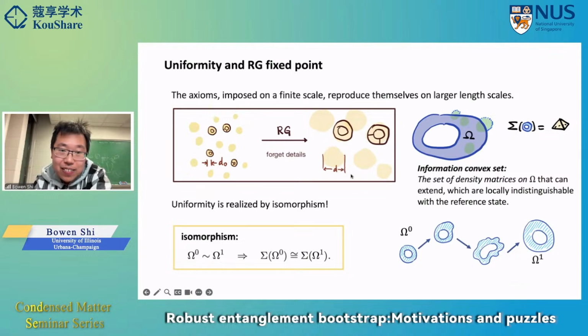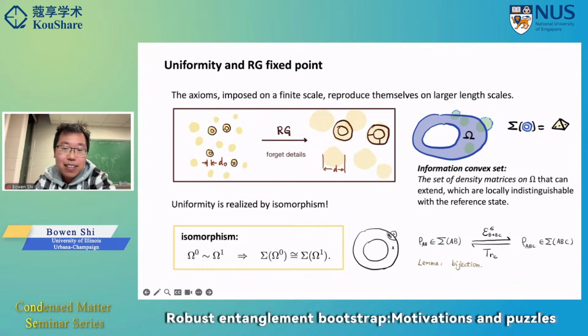Another intuition I want to convey before I move to the approximate case is the fact that we can deform the region in a topological way. There is an important isomorphism theorem saying that if all the regions are embedded in some background, and region omega 0 can be smoothly deformed to region omega 1, then the information convex sets of them are isomorphic. That's why we don't need to talk about the shapes of the regions. We just talk about whether it's an annulus or something else. So we can talk about equivalence classes of regions and what information can be encoded in such regions.